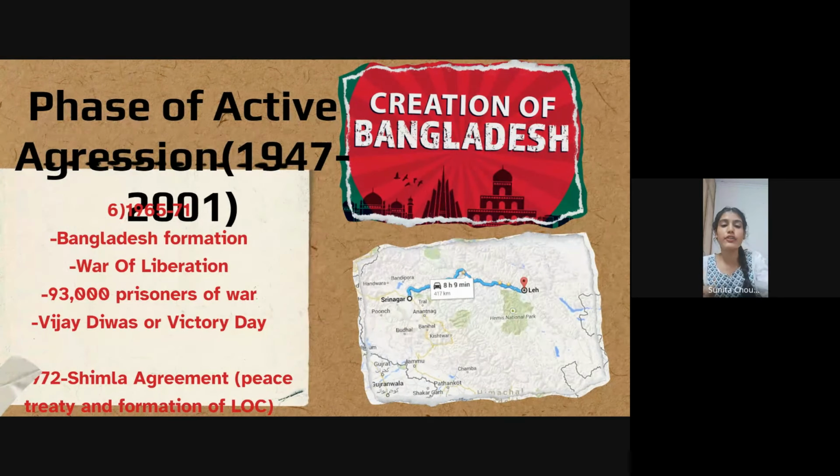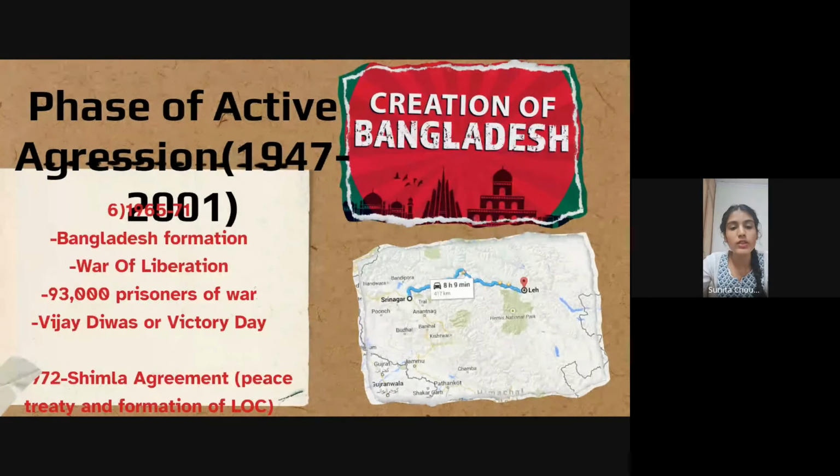After that, from 1965 to 71, situations were not good within Pakistan. As we know, Pakistan was not as it is today. During that time, Pakistan had two parts, West Pakistan and East Pakistan. West Pakistan was dominating East Pakistan. And this triggered East Pakistan when West Pakistan declared Urdu as the national language.